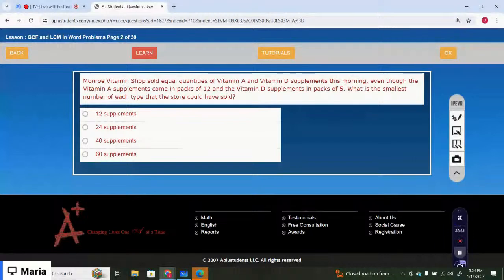Monroe Vitamin Shop sold equal quantities of vitamin A and vitamin D supplements this morning, even though the vitamin A supplements come in packs of 12 and vitamin D supplements in packs of 5. What is the smallest number of each type that the store could have sold?